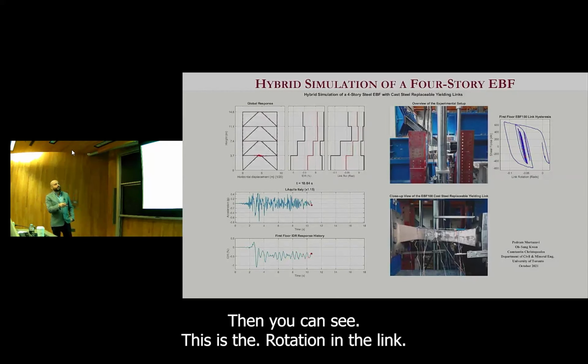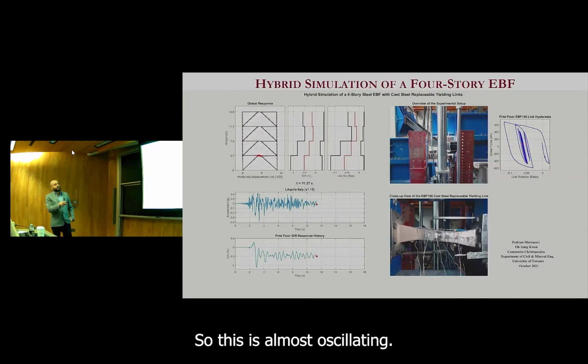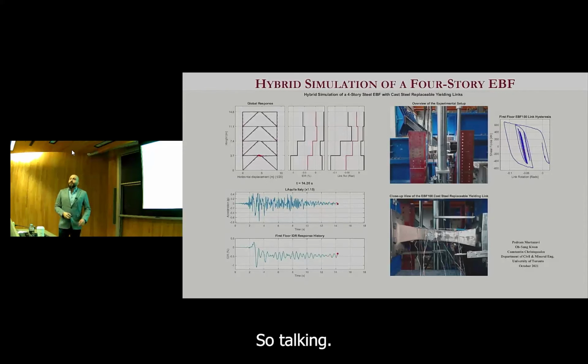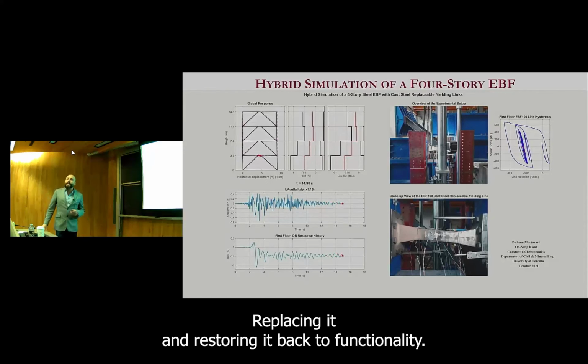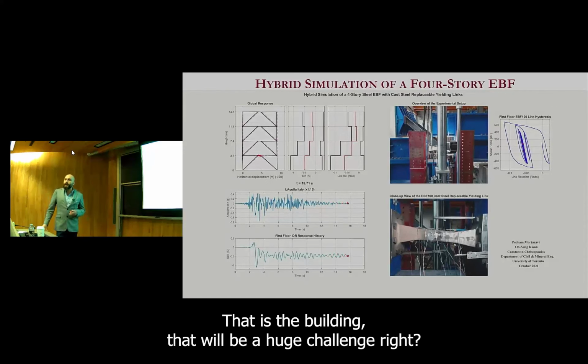And you can see this is the rotation in the link. So this is almost oscillating towards the end of the earthquake. And you see you have 0.07 almost residual rotation. So talking about replacing it and restoring it back to functionality, that is the building, that will be a huge challenge, right?